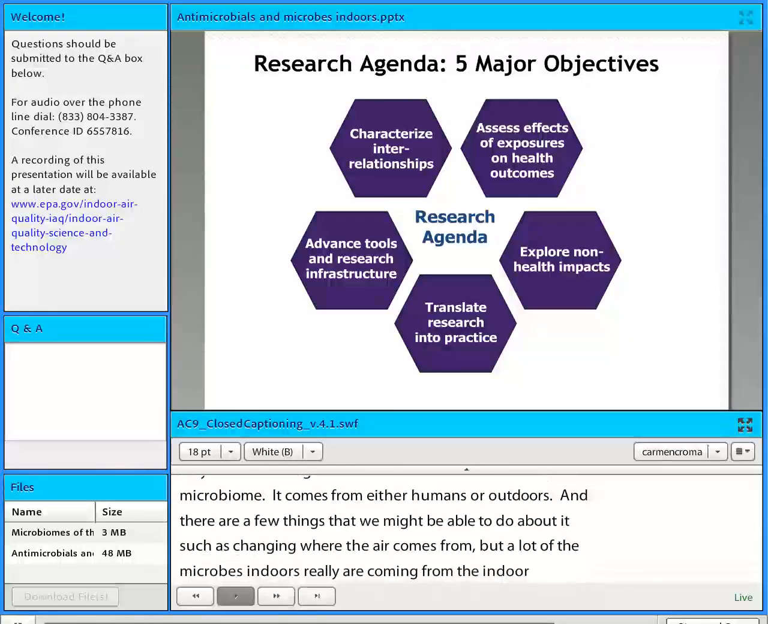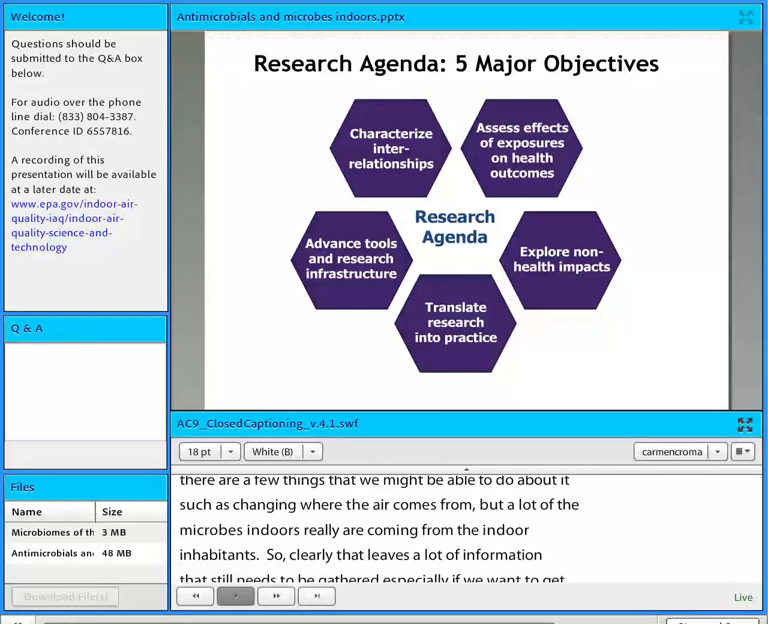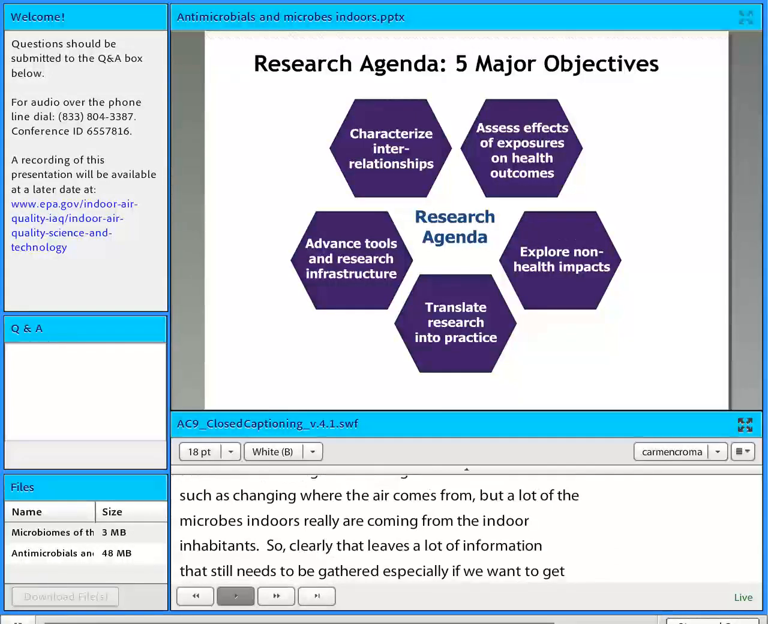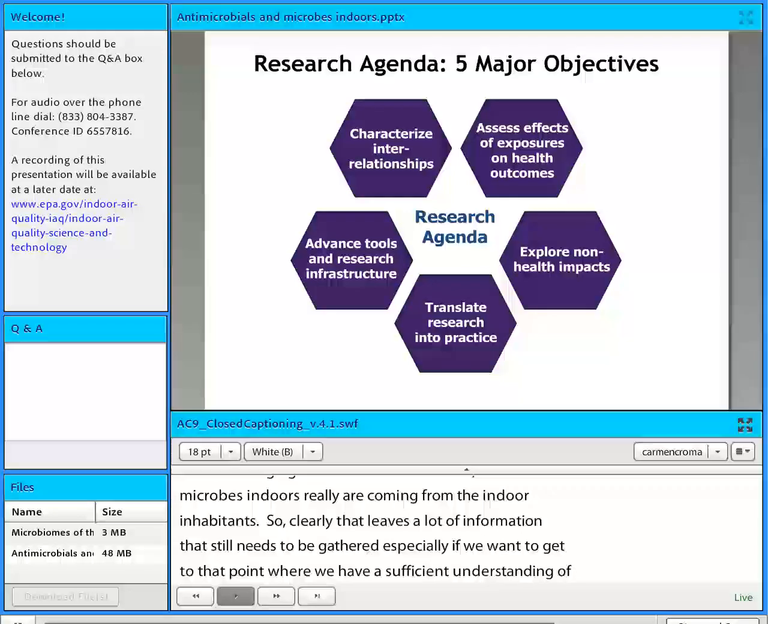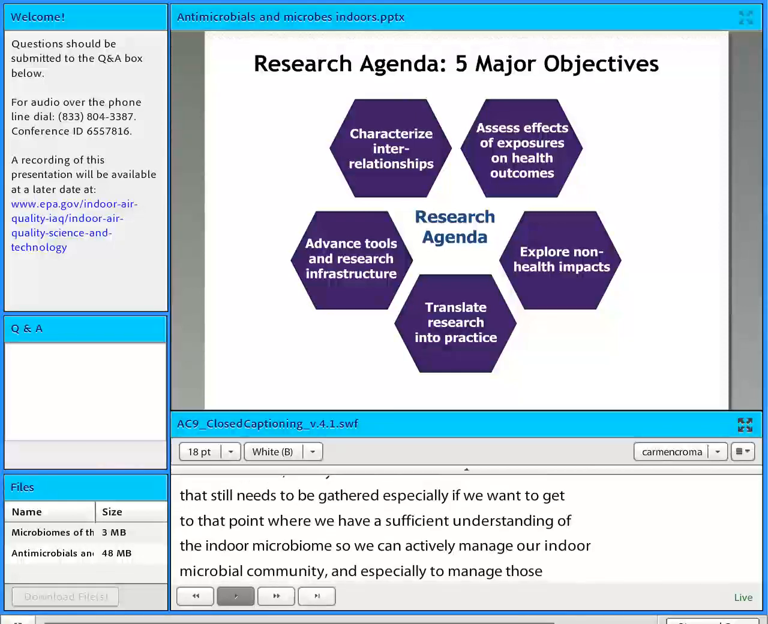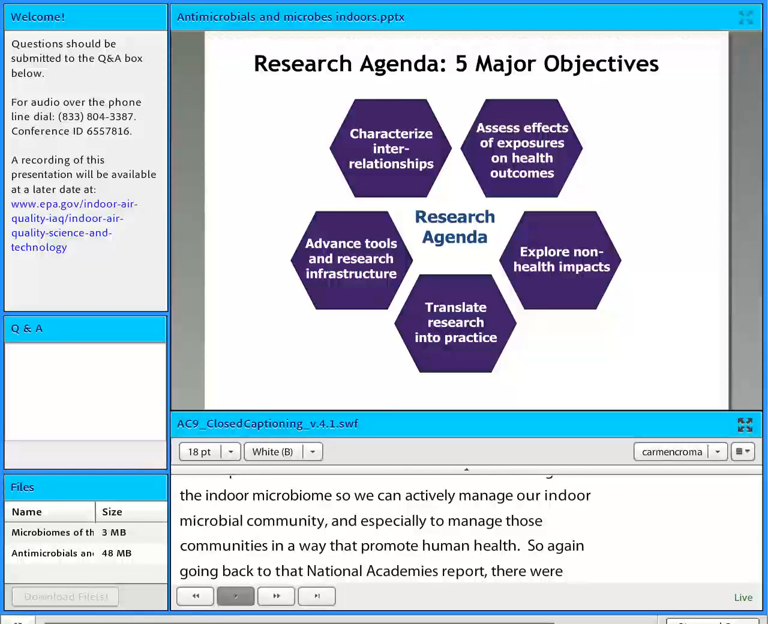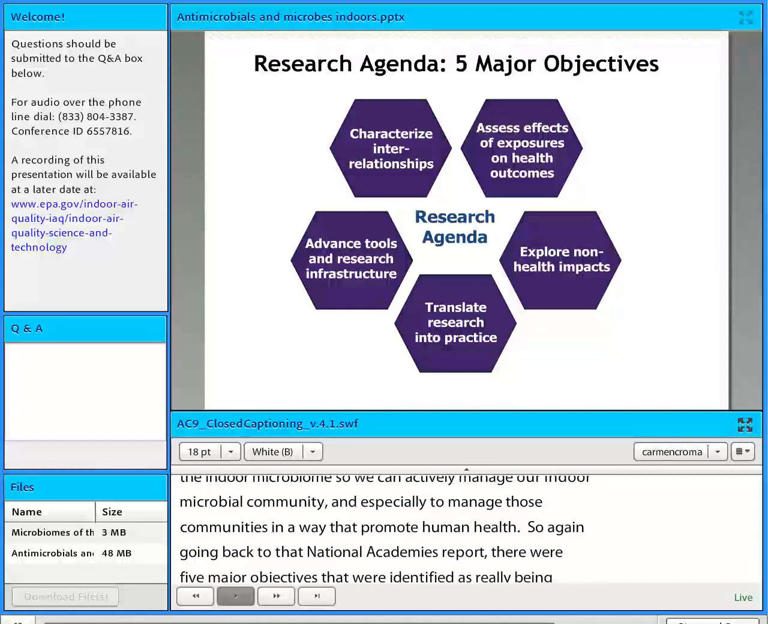So clearly that leaves a lot of information that still needs to be gathered, especially if we want to get to that point where we have a sufficient understanding of the indoor microbiome such that we can actually actively manage our indoor microbial communities, and especially manage those communities in a way that promotes human health. So again, going back to that National Academy's report, there were 5 major objectives that were identified as really being core to the research agenda going forward.